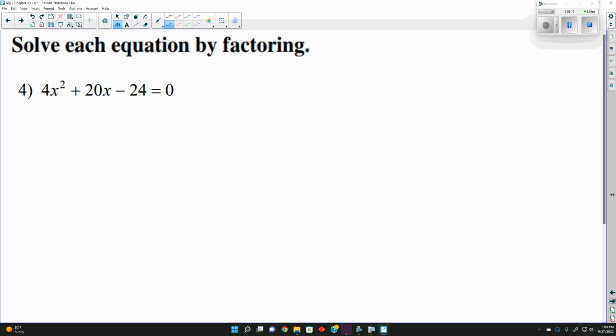Let's look at the next one. 4x squared plus 20x minus 24, equal to 0. Is there a greatest common factor? It is 4. So we can factor the 4 out. If we factor 4 out of 4x squared, we divide it, we get x squared. 20x divided by 4, we get 5x. Minus 6, because we won't have x with 6 because there's not one to begin with.